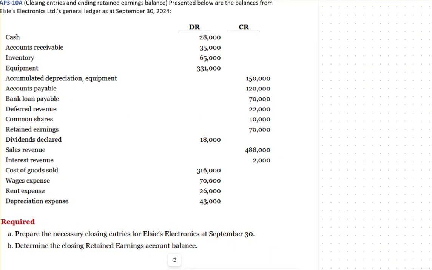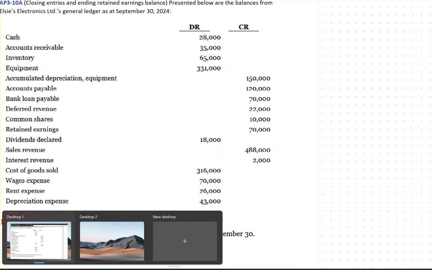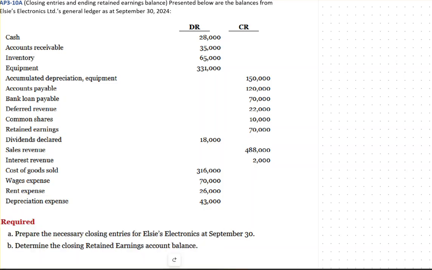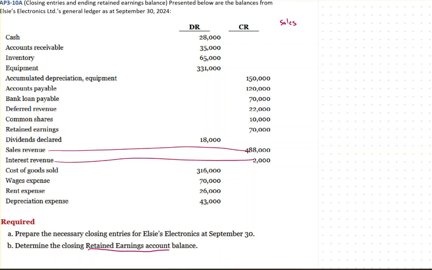So we close our revenue account, we close our expense account into the income summary, and then we close our dividend, and we needed to do the balance at the end. So that's what we needed to do. The first one: my revenues are credit. If they're credit, I'm going to close them. In other words, how do I close it?